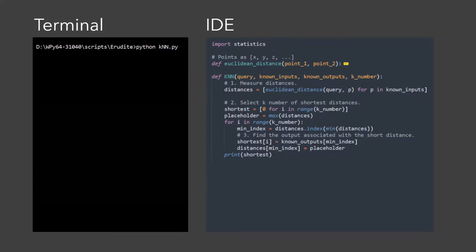But for i in range of our k number, so until we get to 3, we're going to keep running this loop where we find the minimum distance in our distance set, and we want the index of that distance. And we take that index and we look in our known outputs at that index position, and we add that to our shortest list, because what it does is it tells us whether that short distance is for a chicken egg or for a quail egg. So we're starting to populate that shortest with those outputs.